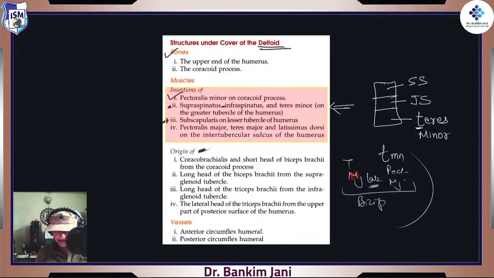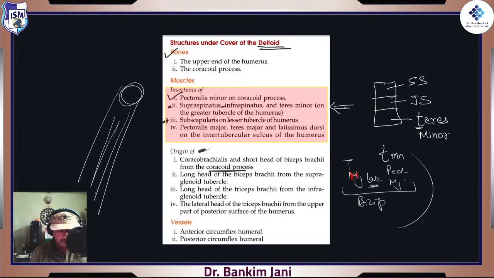Regarding the origin, coracobrachialis and the short head of biceps are from the coracoid process. We talked about the coracoid process; there was a bit of confusion between the short head of biceps and coracobrachialis. We said that if this is the coracoid process, here is the short head of biceps, and then coracobrachialis is just underneath it. I'm drawing it in yellow. So this is done. Now you can't miss that. Who is connected to the coracoid process? Underneath is coracobrachialis, and on top of it is the short head of biceps brachii.